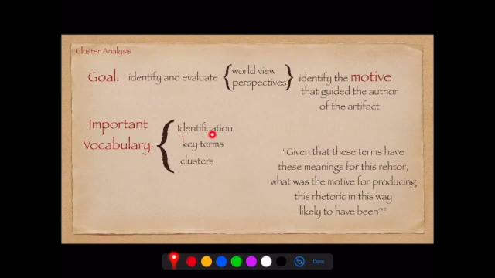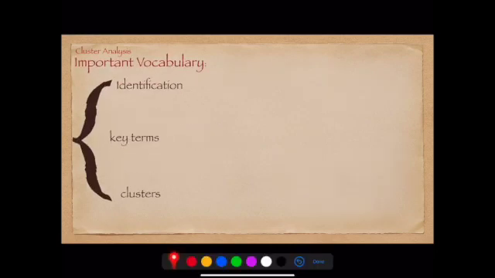First of all, there's identification. That's a huge and absolutely essential term and idea inside cluster analysis. Then key terms. That's the core of cluster analysis right there. You've got to know what the key terms are. And then there are the clusters. Those are the three things you've got to do. Obviously, if that's the important vocabulary, we need to look at it a little more carefully and closely. We'll pick them up in order: identification, key terms, and clusters.